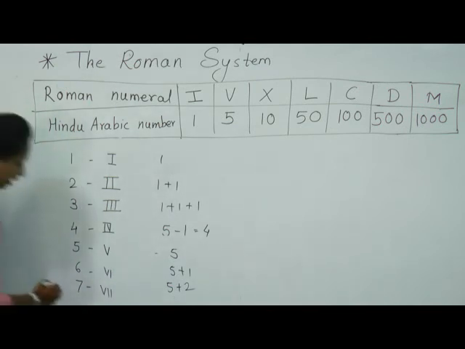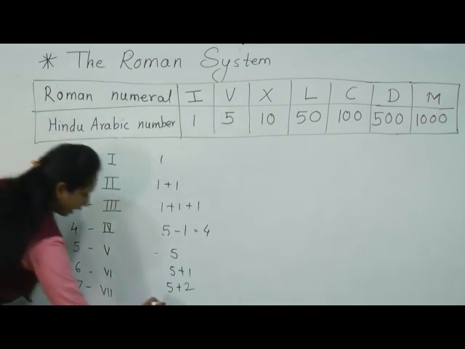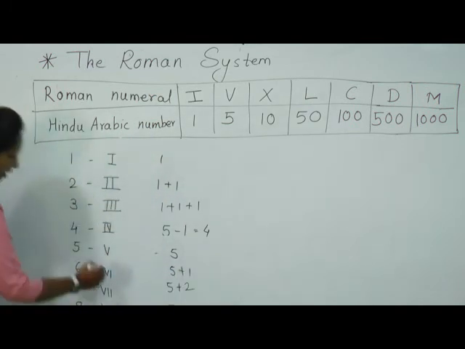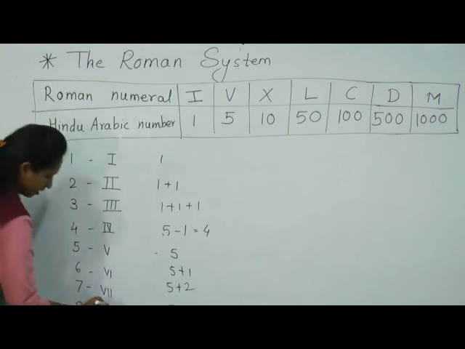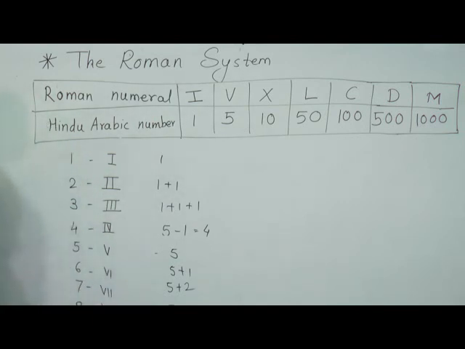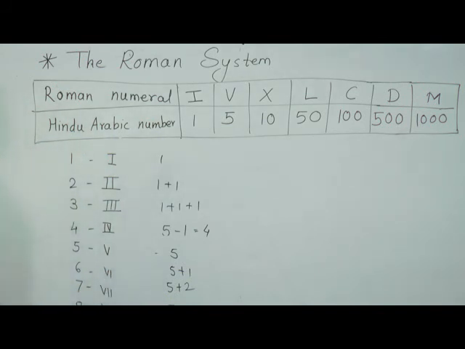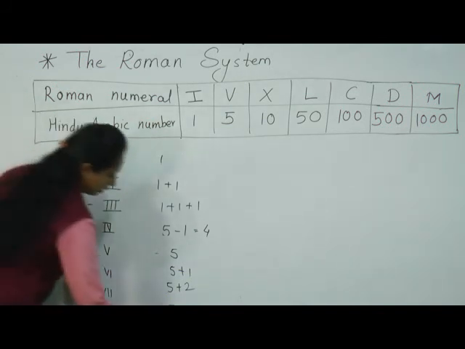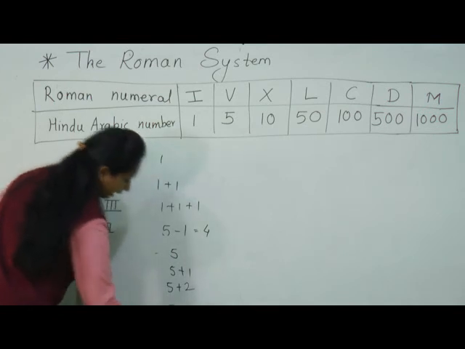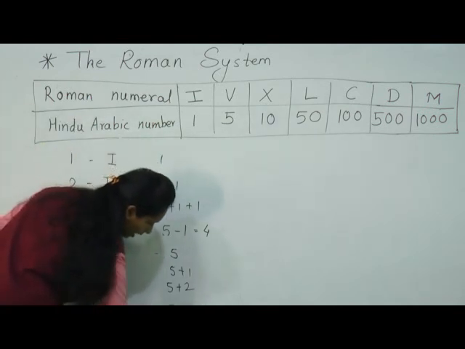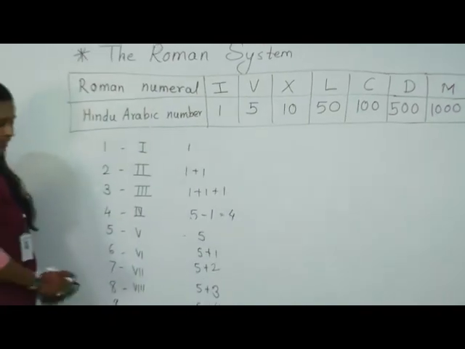Got it? Now what about 8? 8 means 5 plus 3. 5 is represented as V, 3 we represent as triple I. Okay? Now what about 9? Yes students, now you will say that 5 plus 4 is 9. Okay, so how will we write? 5 means V, 4 means IV, but this is not correct.